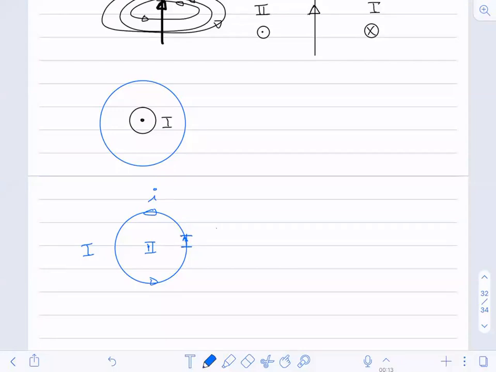So what will you have? Outside of the wire, is it going inside or outside? Is it going inside or outside? It is going.